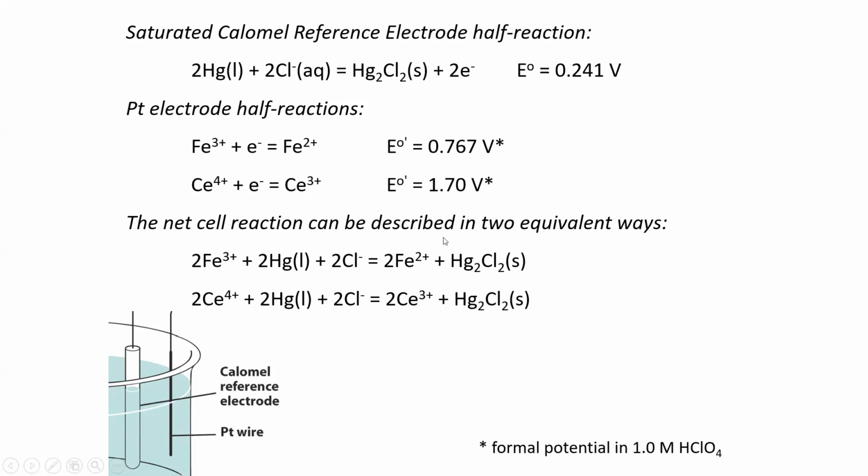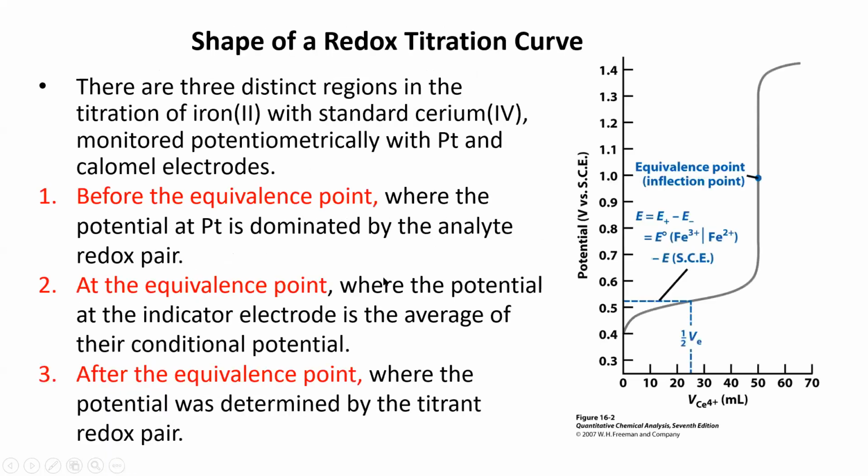So we can get the net potential by adding the two half equations, your iron 2 and your calomel, to give us iron 2 oxidizing to iron 3, then Ce4+ reducing to Ce3+. So these are the net cell reaction for the reference electrode.